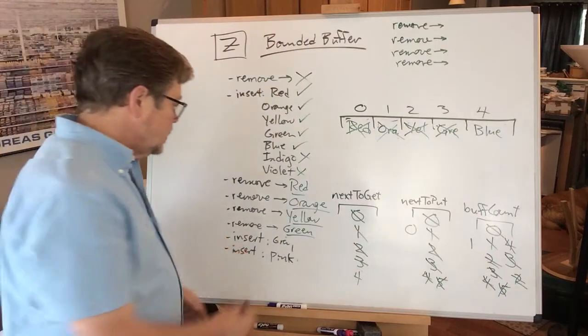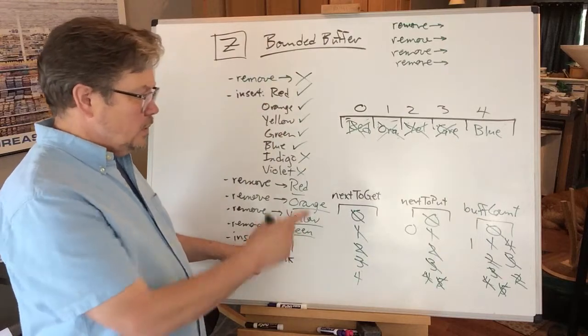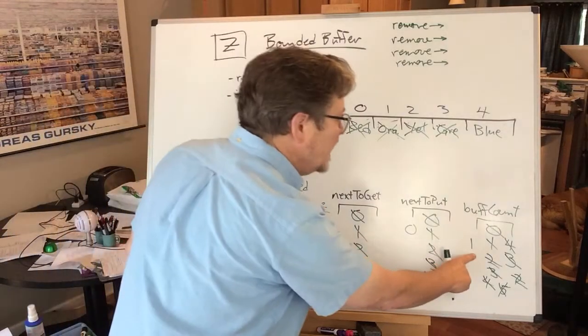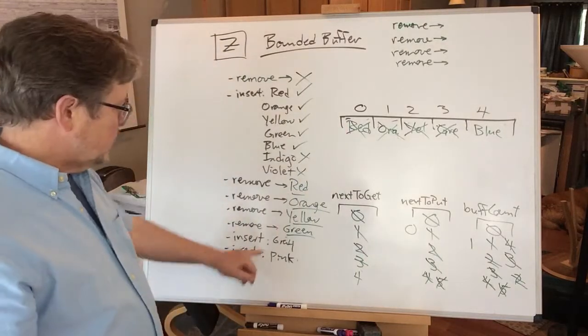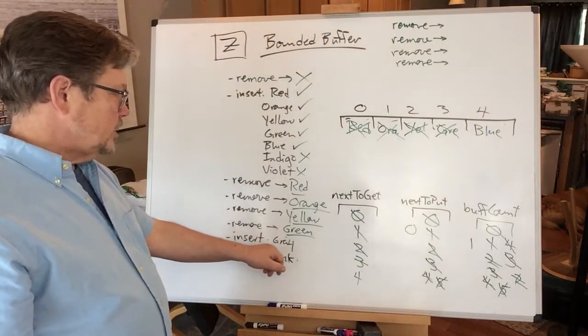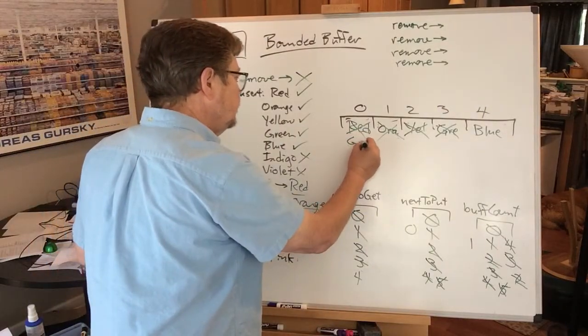Can we insert gray? That says gray. We check and see. Is there room? Is buff count less than 5? Is it less than the size of the buffer? Yes. 1 is less than 5. There's room. This operation will be successful. Where do we put it? We put it in next to put. Gray goes right here.